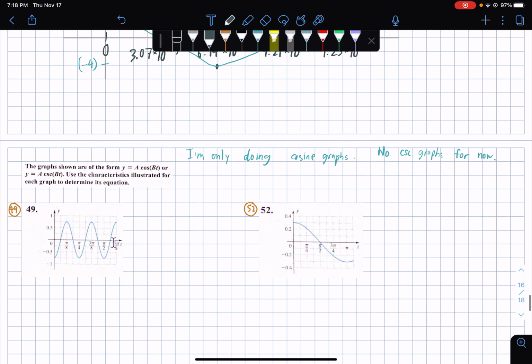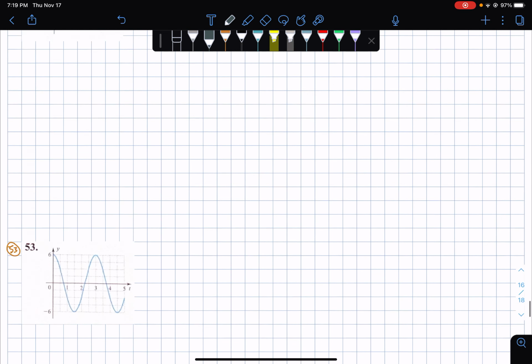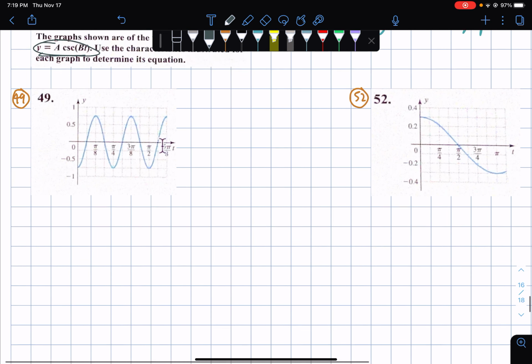Let's move to number 49. The graphs shown are of the form y is equal to a cosine bt, or y is equal to a cosecant bt. This is something that we've never encountered in exercises 1.3, at least for the videos that I've recently made, including this one. But I've made it clear here that I'm only going to do cosine graphs, no cosecant graphs for now. So let's go with number 49.